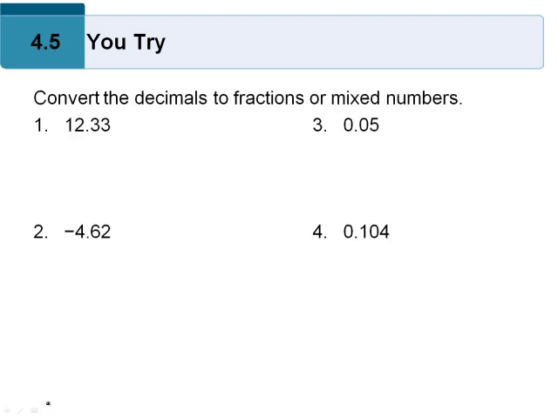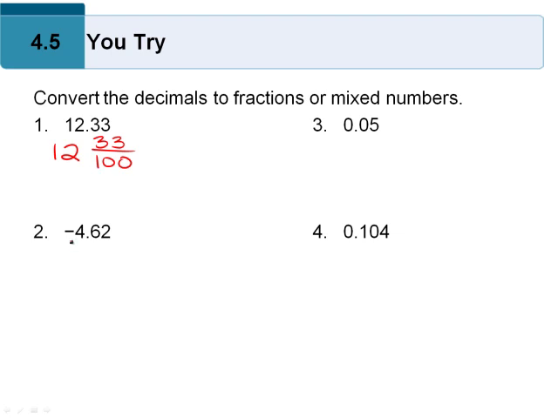All right, here's some more. Convert the decimals to fractions or mixed numbers. So our first one, 12.33, we keep the 12, and then we're going to put 33 as our numerator, and it's got 2 digits, so we're going to put it over 100. Now, the only thing that goes into 33 is 3 and 11, and those do not go into 100. So that's it, 12 and 33 hundredths.